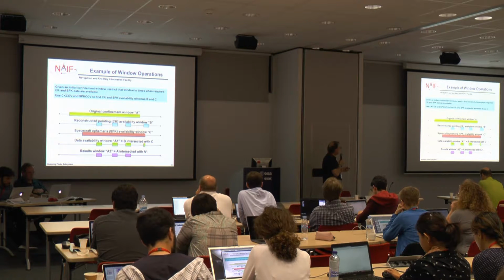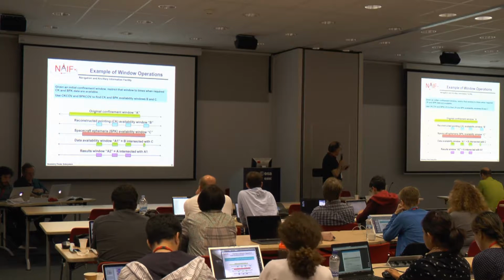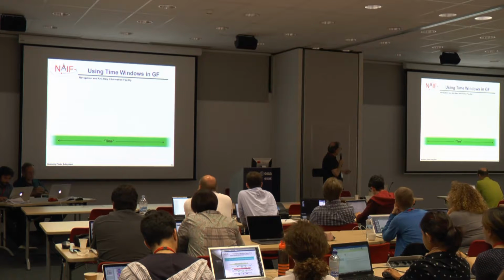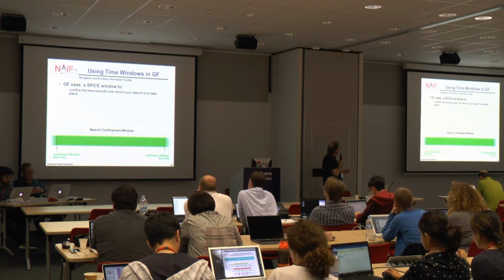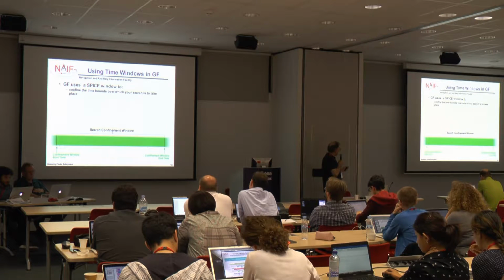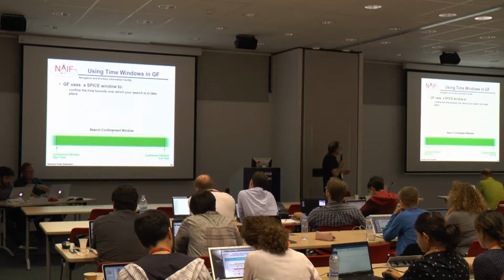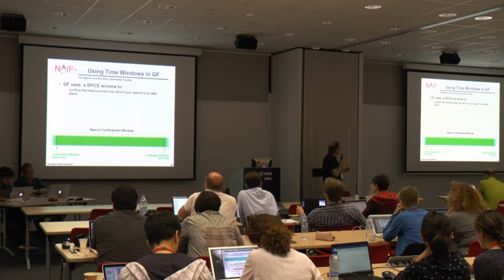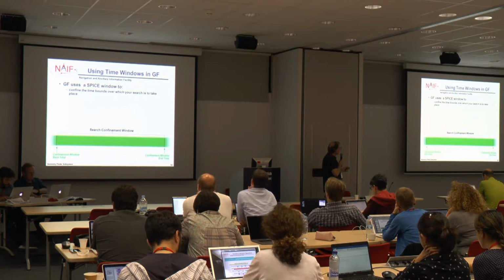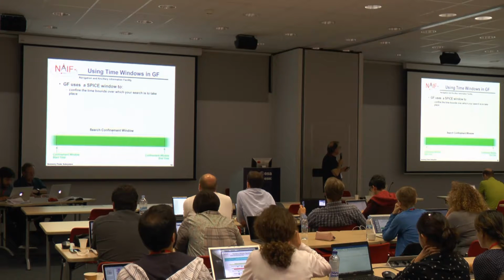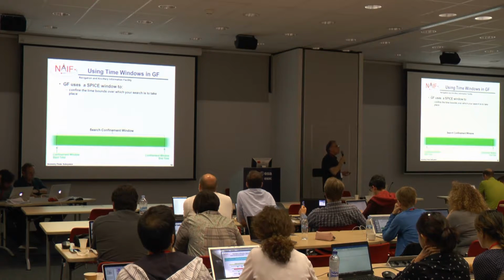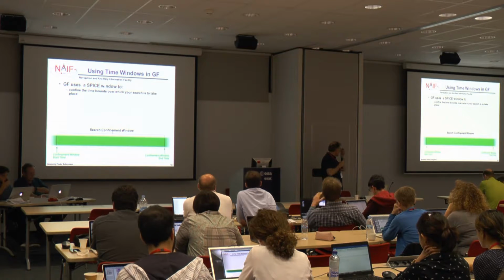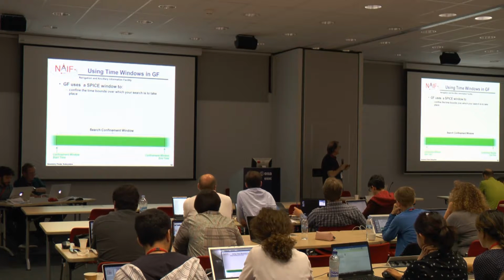All of these intersections are done with Splice window arithmetic routines. Okay, a little more on using time windows. Our search confinement window is situated between a start time and a stop time. Its purpose is to confine the time bounds over which your search is to take place. So you can't search over an arbitrary time.